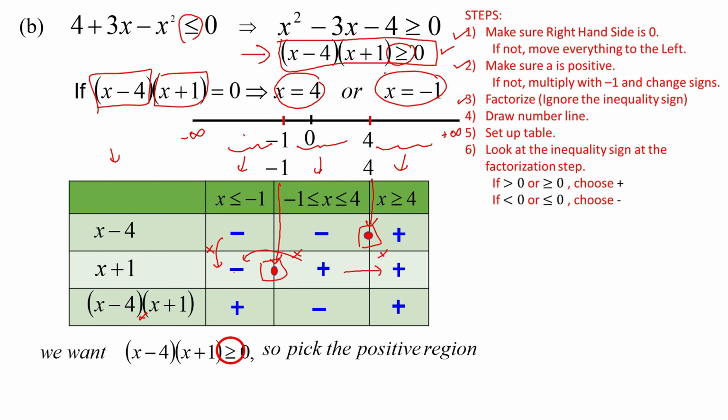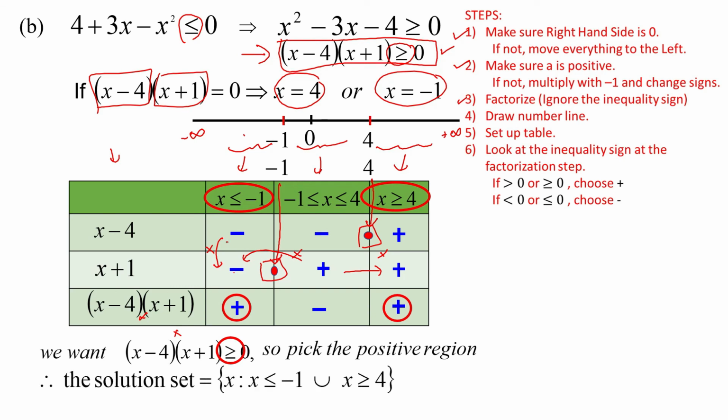That means we have to pick the positive region. The positive region that makes the multiplication of these two factors positive are just these two regions. Just copy down your answer, which is x less than equal to -1 and x greater than and equal to 4. Since they are separated, write union in the middle. You can also write your answer in the form of interval form, which will look like this.